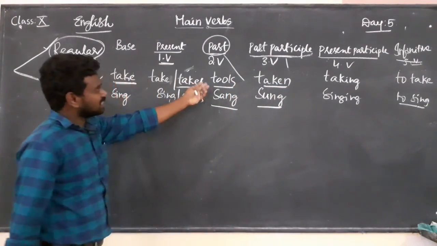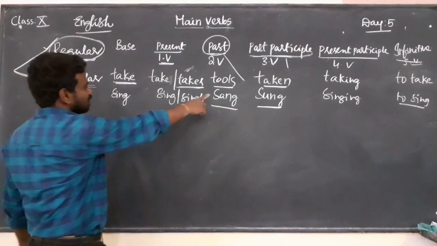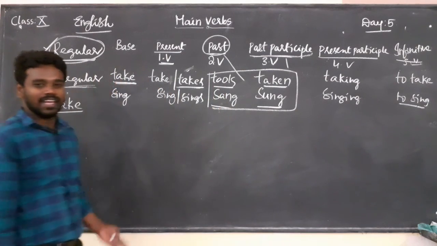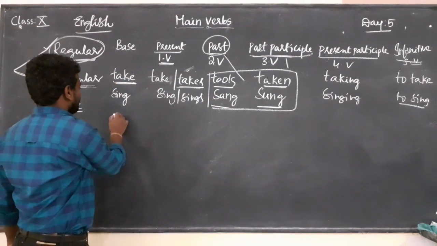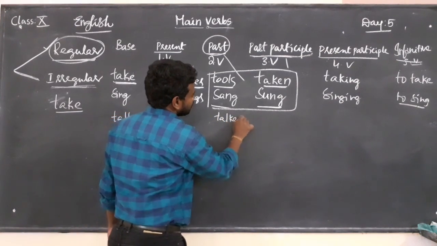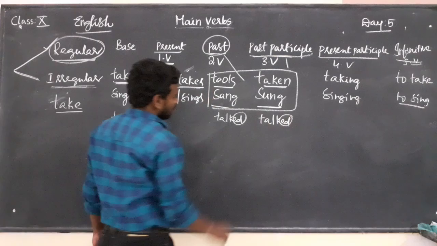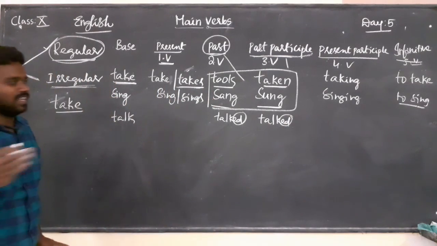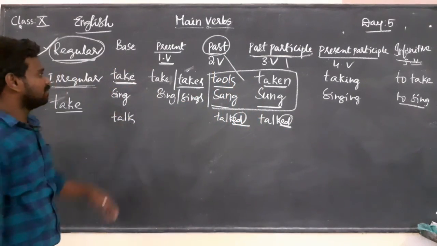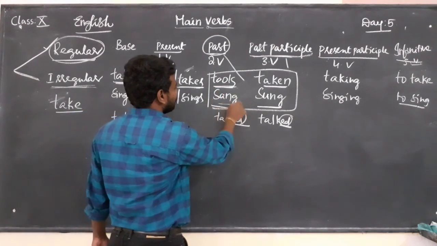So here, the formation of past and past participle happens in a different way, not in the same way as the regular ones. For example, talk: how do they form? Here we can say talked and talked. These two forms, past and past participle, are formed in the same regular way, ed and ed. But with irregular verbs, they do not form in the same way. They are formed in a different way.